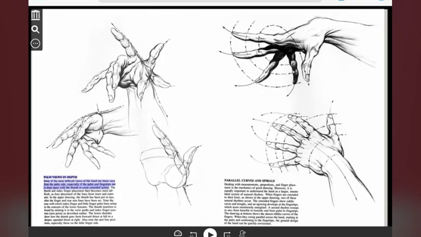Palm views in depth. Some of the most difficult views of the hand are those seen from the palm side, especially if the palm and fingertips are in deep space with the thumb in some extended action. The thumb and index finger placement then becomes most difficult, as does placement of the lines from inner and outer arm.